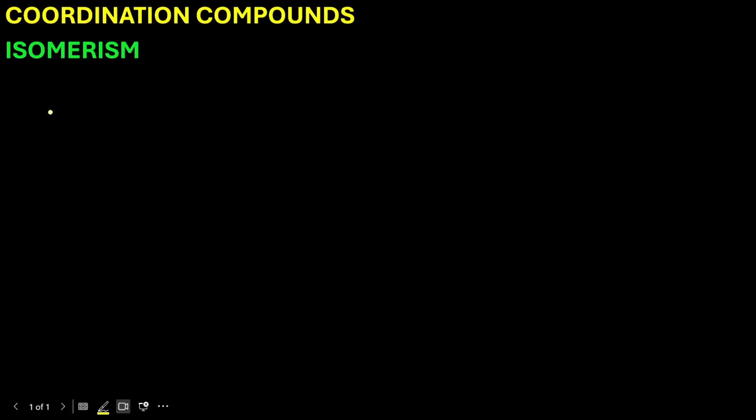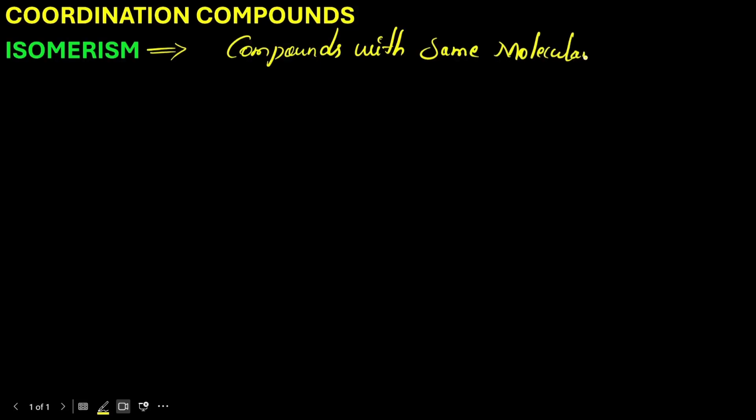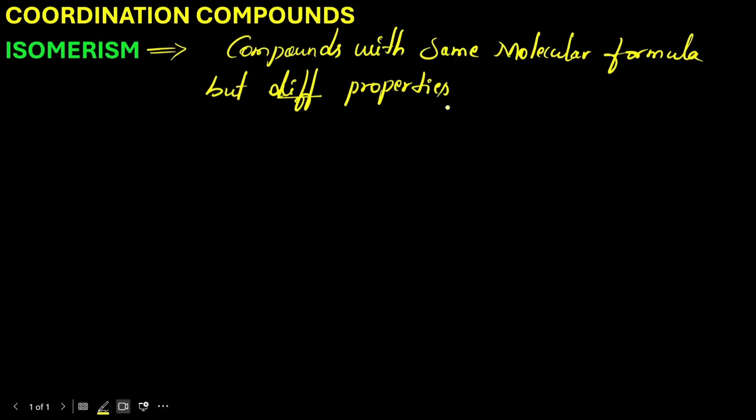In this video, we will discuss isomerism. Isomerism arises when compounds have the same molecular formula, but they have different properties. These are called isomers, and the phenomenon is called isomerism.